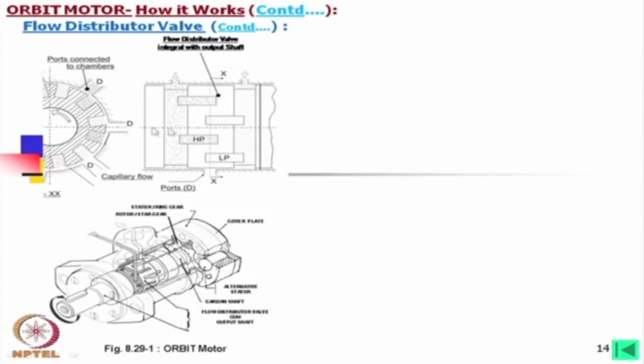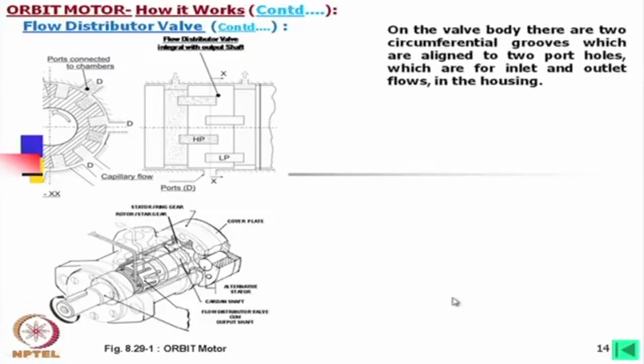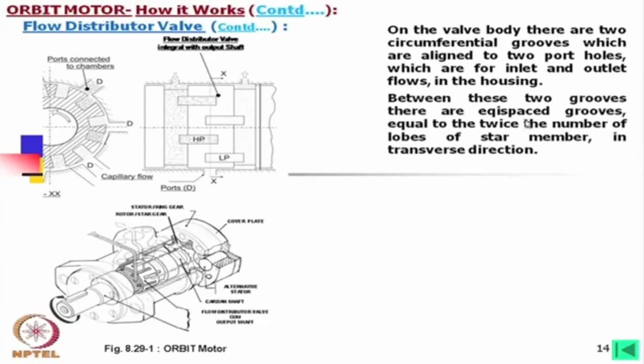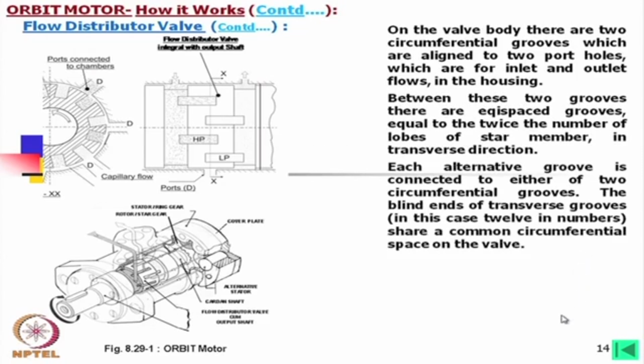Now, if we look into this valve, you can compare how the oil is going. See, these long slots through the body are these grooves. I will also show the assembly of this machine where you will be able to understand. On the valve body there are two circumferential grooves which are aligned to two port holes, which I have already described. So, if you read it, you will be able to understand how it is working.